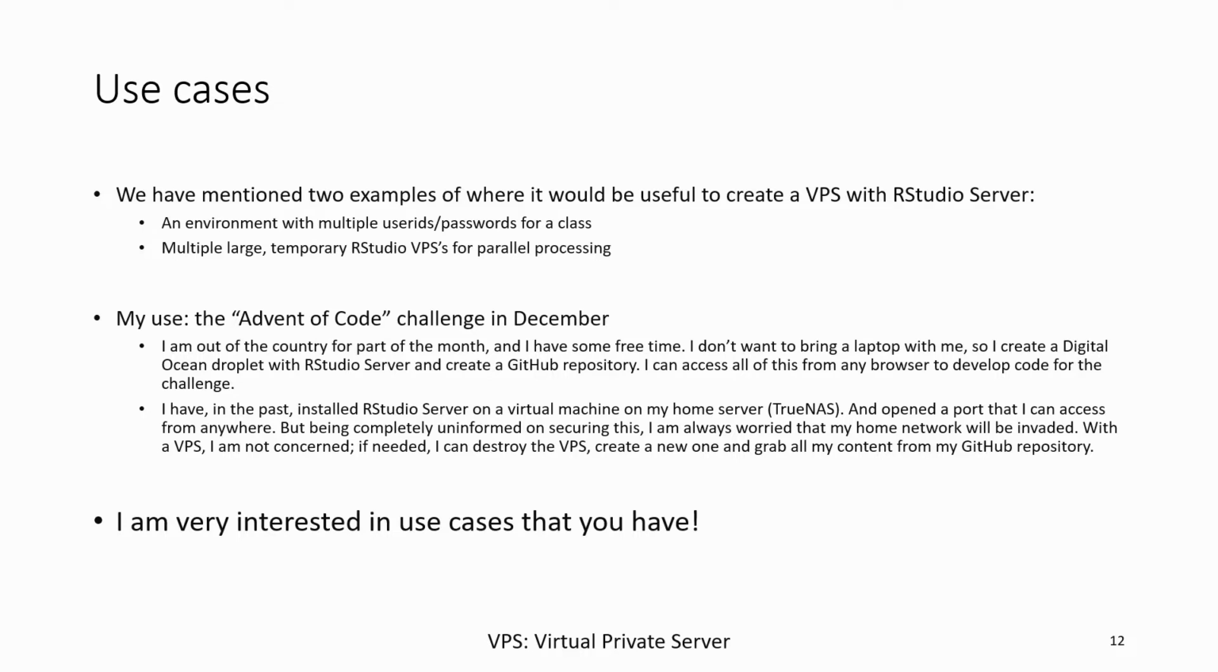I have in the past installed RStudio server on a virtual machine on my home server, a TrueNAS server. And I've opened a port that I can access from anywhere. But being completely uninformed on securing this, I'm always worried that my home network will be invaded. With a VPS, I'm not concerned. If needed, I can destroy the VPS, create a new one, and grab all my content from my GitHub repository.